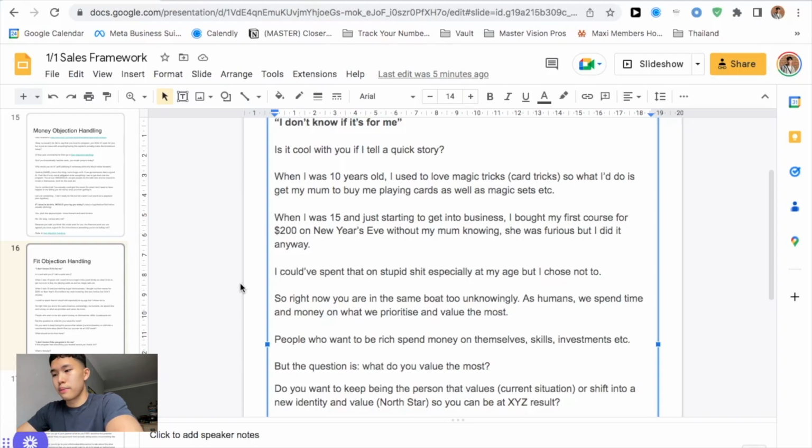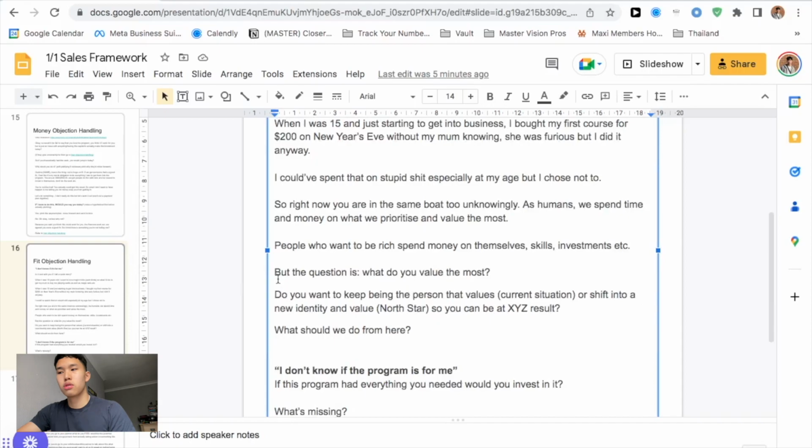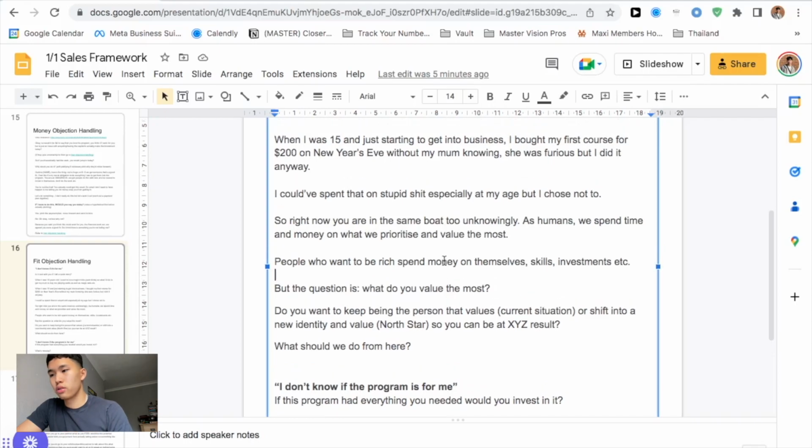But the question is, what do you value the most here? And they tell you, hopefully it's this, like, they want to be rich or they want to lose weight, which is why they're on the call. So, do you want to keep being the person that values the current situation or shift into a new identity and value their goal so you can be at XYZ result?